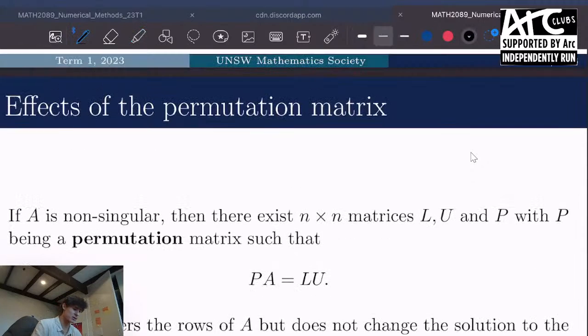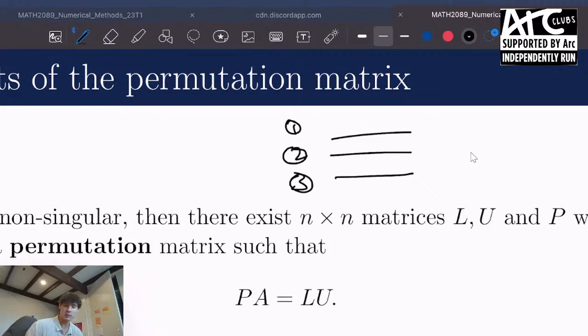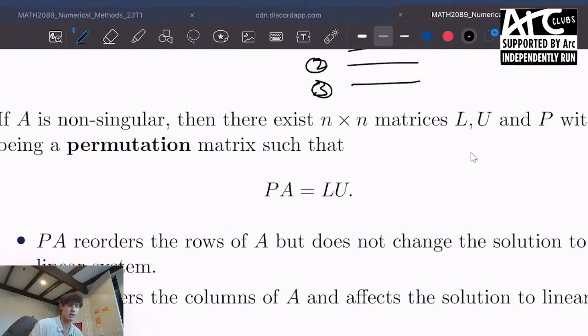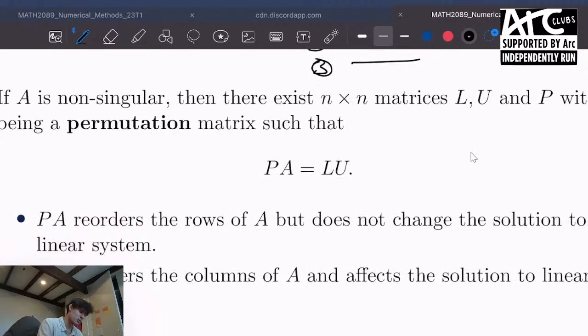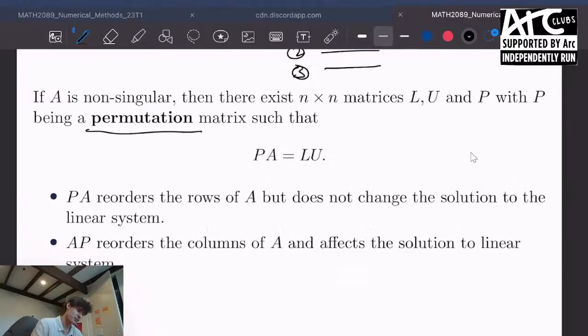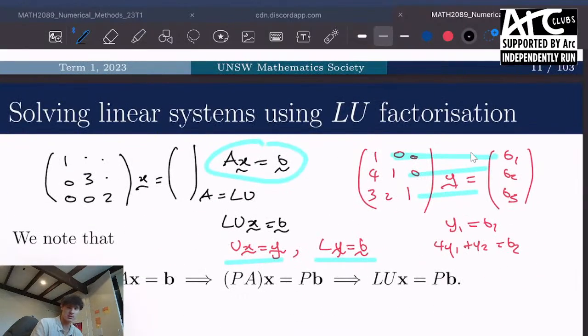Because at the end of the day, if we have a system of linear simultaneous equations, the way that we label the equations is arbitrary. So as long as we reorder the rows, we don't change the solution to the system. However, reordering the rows may allow us to find a new LU factorization. So that's what a permutation matrix is used for. It allows us to reorder the rows. And then we just need to take that into account when we're doing these forward and back substitutions.